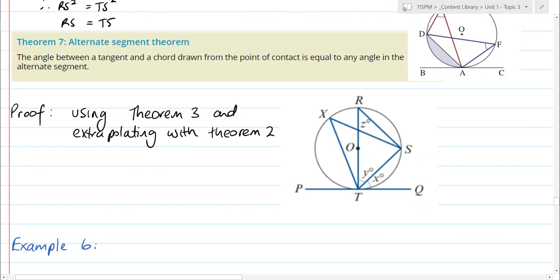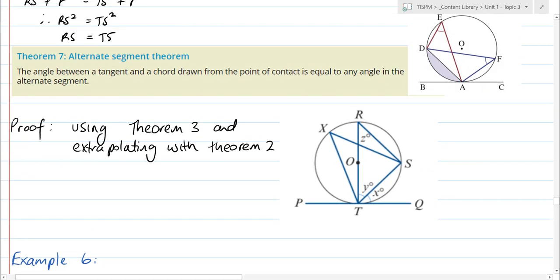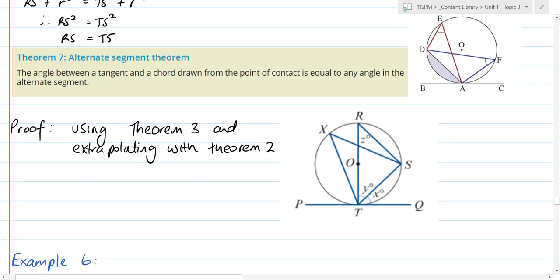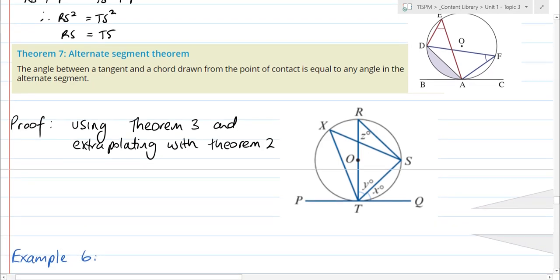It's called alternate segment theorem. It looks a bit more complex, and the proof is a little bit more complex. This is the last tangent theorem that's important. There are quite a number of theorems. This is the last one. I'm just trying to make a bit more room. I'm struggling. There we go.